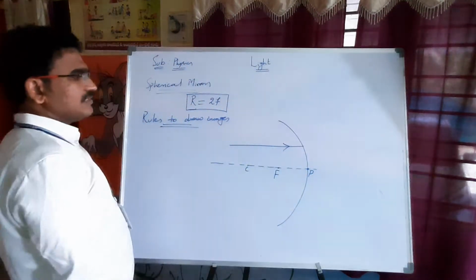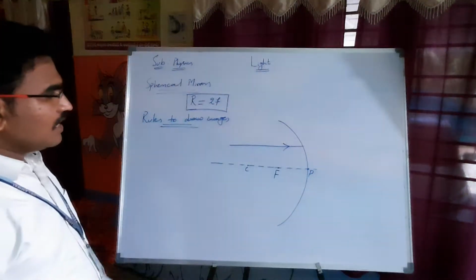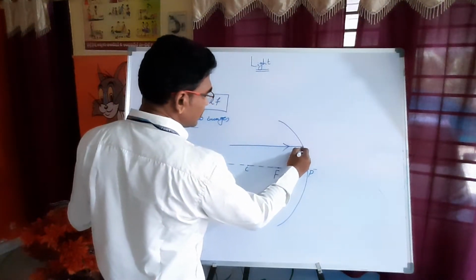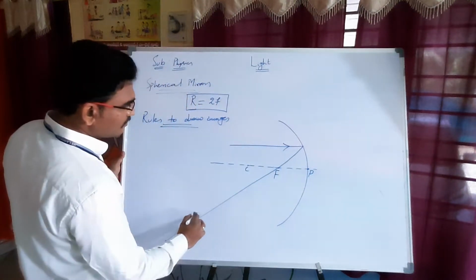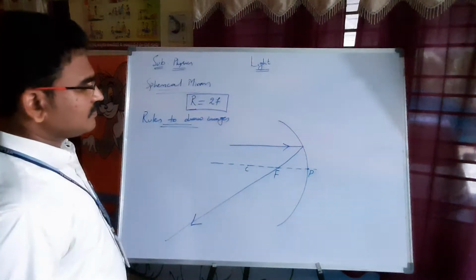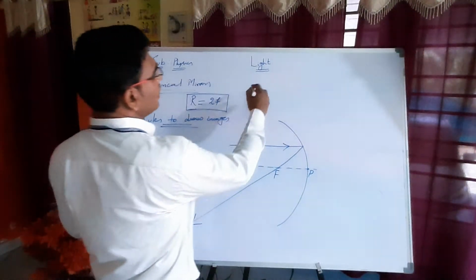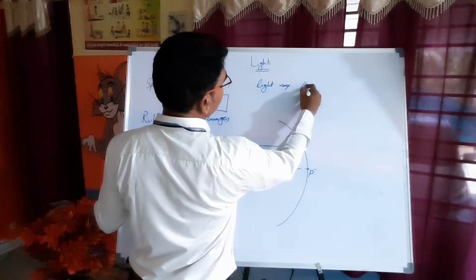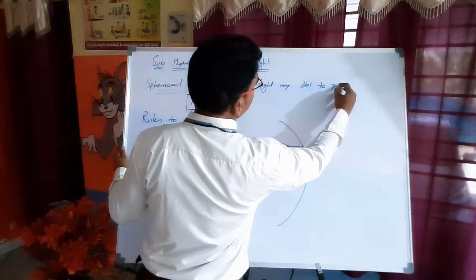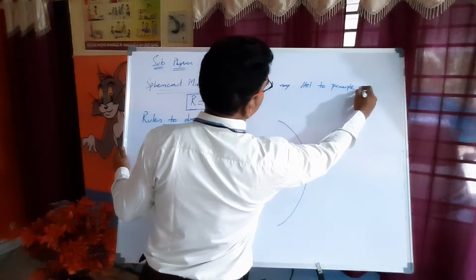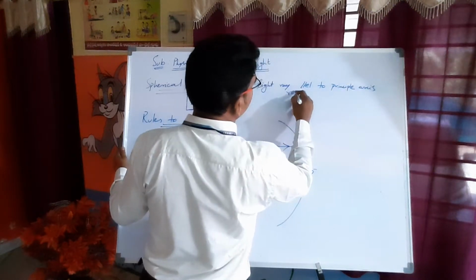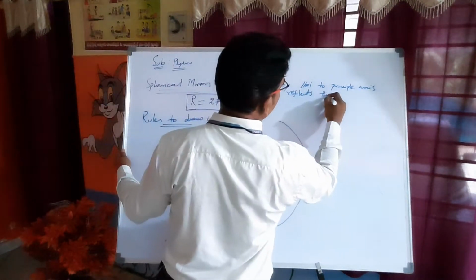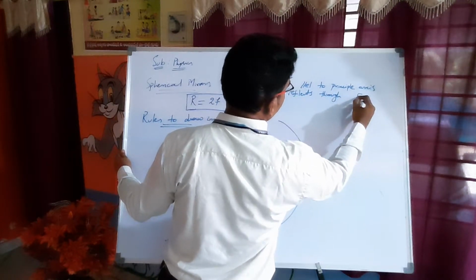A light ray parallel to the principal axis. After incident on the spherical mirror, what is it going to do? Already we discussed, it will pass through the principal focus. Light ray parallel to principal axis reflects through F.